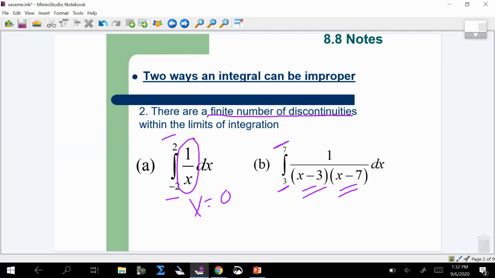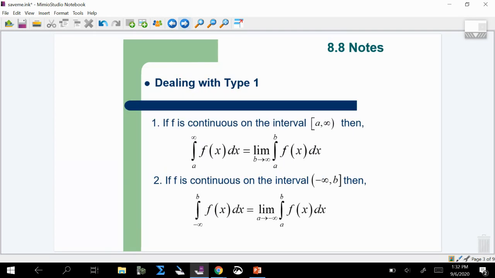I've even seen questions on AP tests that ask, is it improper, or explain why it's improper. And those are the things you're looking for. You're looking for either an infinite boundary, top, bottom, or both, or you're looking for a discontinuity either on the boundary or between the boundaries. So here's how we fix it.